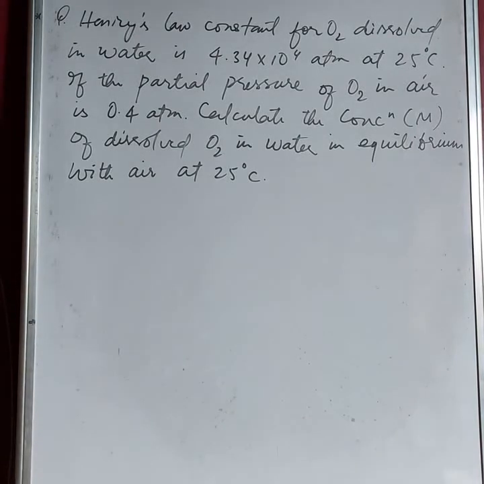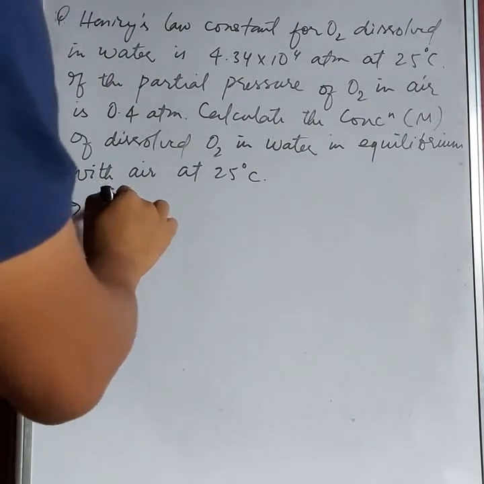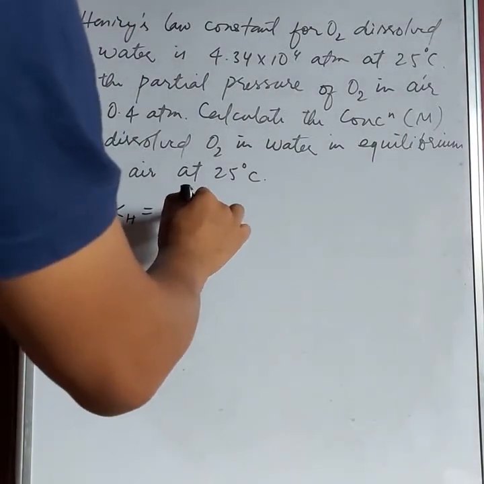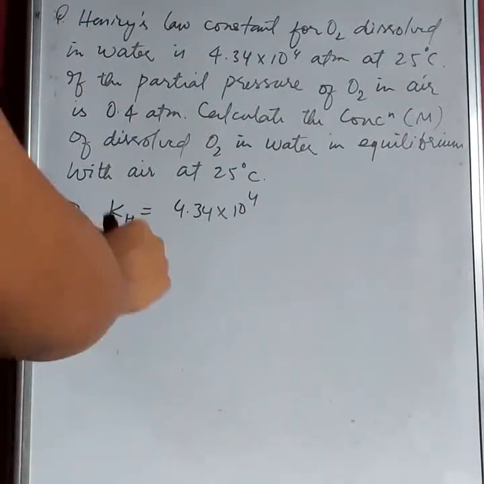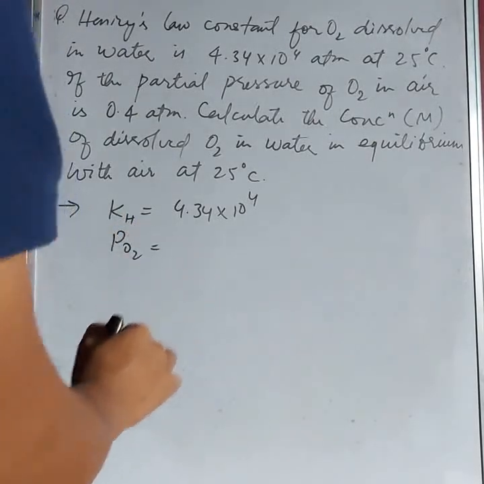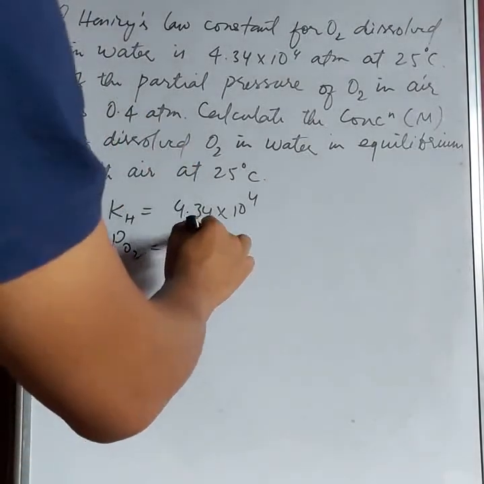Okay, let's try to solve this problem on Henry's law. They've given us the Henry's law constant for oxygen dissolved in water, and they've also given us a partial pressure. They're asking us to calculate the concentration, that is the molarity, of oxygen dissolved in water. Here Henry's law constant is 4.34 into 10 raised to the power 4 atmospheres, and the partial pressure of oxygen is 0.4 atmosphere.